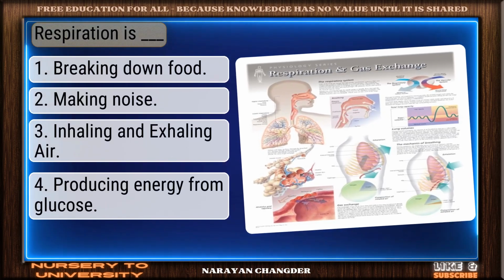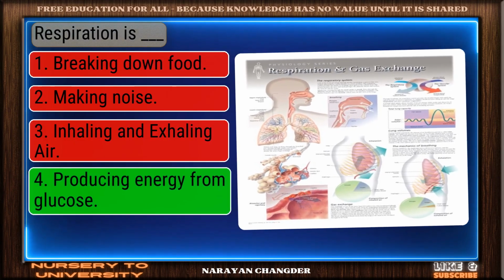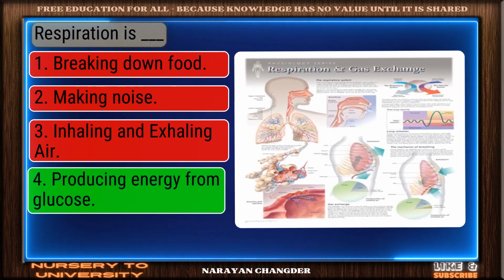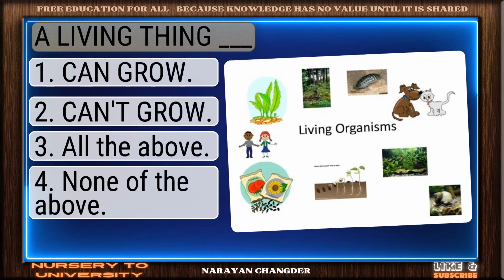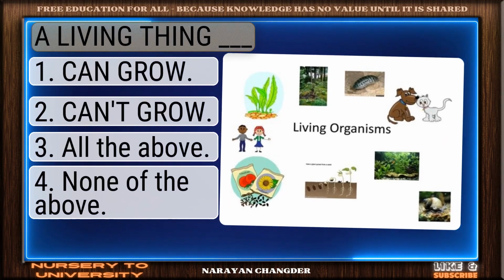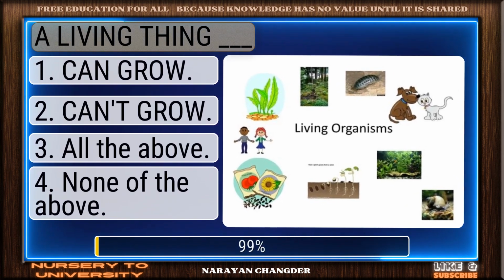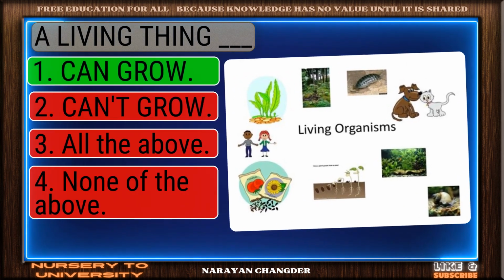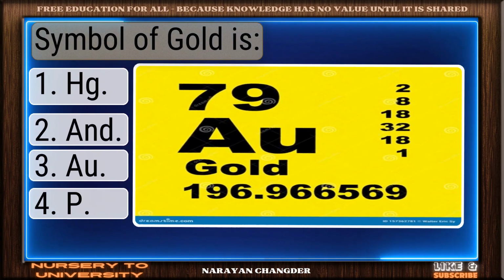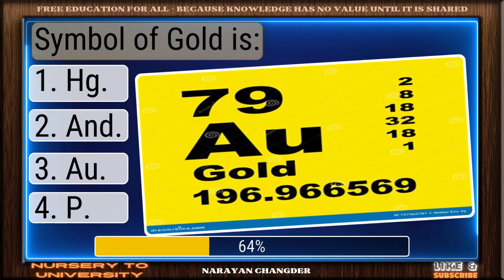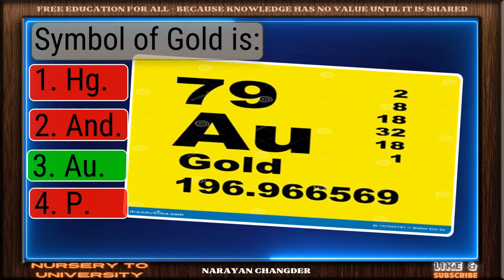Question number 283. Respiration is dash? Nice work. You chose producing energy from glucose, and it is correct. Question number 284. A living thing dash? Great thinking. Can grow is the right choice. Question number 285. Symbol of gold is? Good thinking. O is the right answer.